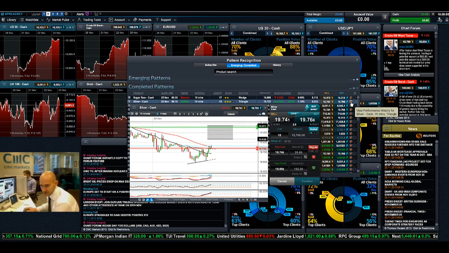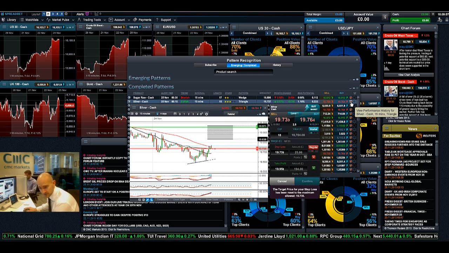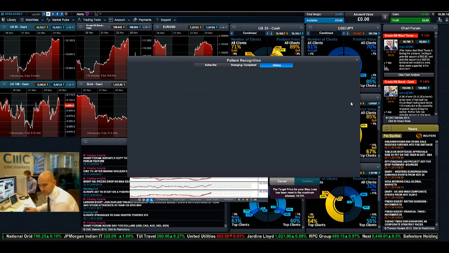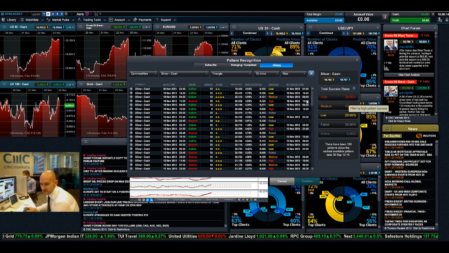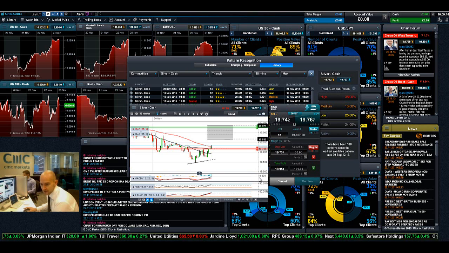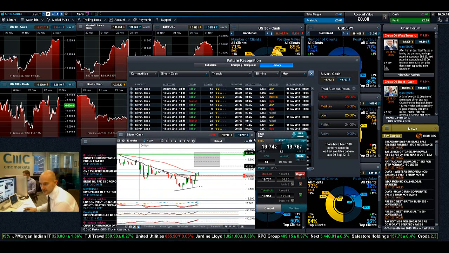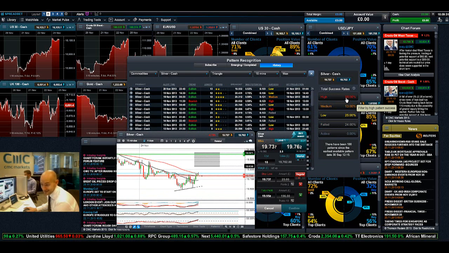I also want to see how successful this pattern's been in the past. So I'm just going to left click on here, and it's going to load up all the other instances that this pattern has been active. And what you can actually see here is that in the last 100 instances for silver, the triangle, and the 50-minute interval, 24% of the time it fails, 25% of the time it hits the low part of the price projection box, 13% medium, but 38% high.